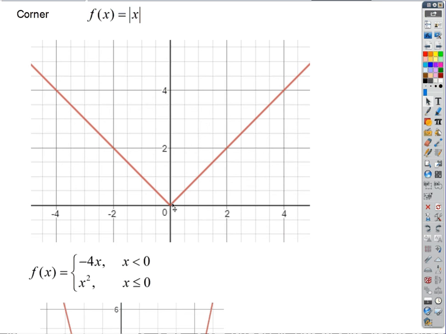What do their slope sensors say, though? The ant approaching from the left anticipates a slope of what? Negative x. Negative 1 in this case. The ant approaching 0 from the right, his slope sensor is anticipating as he steps on 0 a slope of what? Positive 1. Okay? Well, which one is it then?